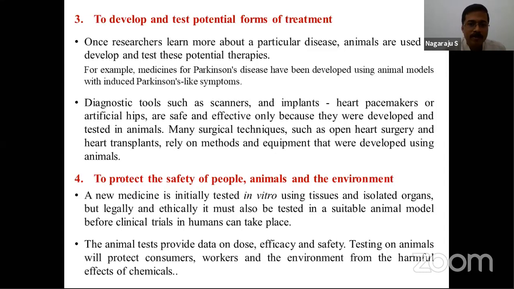So finally, the fourth point: why do we do all these things using animals, transgenic animals, normal animals, different animal models? We want to protect ourselves and we want to be safe. Safety of people, animals, and the environment. A new medicine is initially tested in vitro, that means in test tubes, using tissues and isolated organs. Once they are suitable for animal experiments, animal models, they go for clinical trials. Once they have gone through the animal models, then they go for human trials. The animal is tested for dose, efficacy, and safety. Once they have been tested, later on they are tested on human patients.